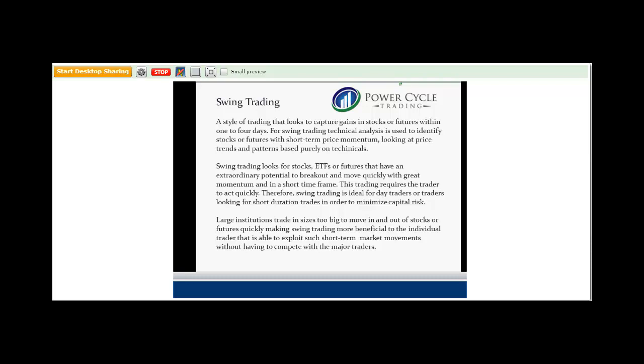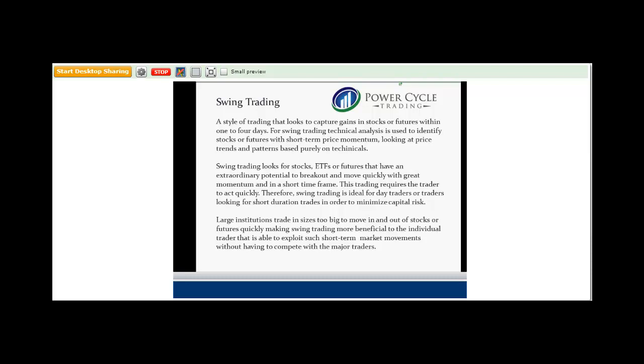Most of the members in here like kind of low risk trades. And day trading is a real low risk type of trade to do because you don't have any exposure overnight. So I have a lot of the members that really like that. But swing trading is another really great avenue because it's a style of trading that looks to capture gains in stocks or futures within 1 to 4 days. And a lot of them capture those gains in just one day if you catch the right momentum type trade.